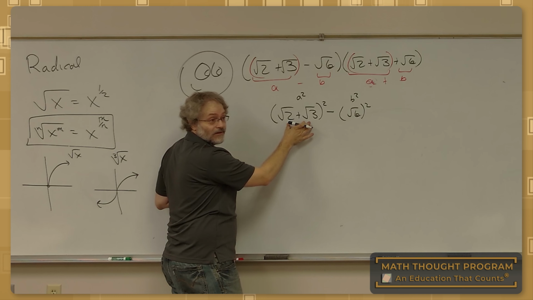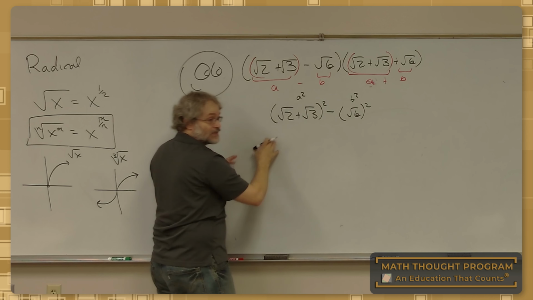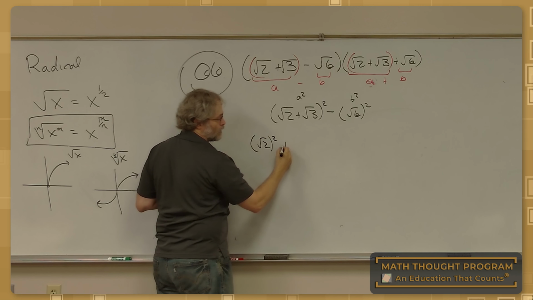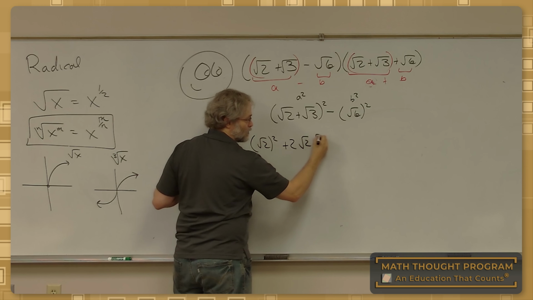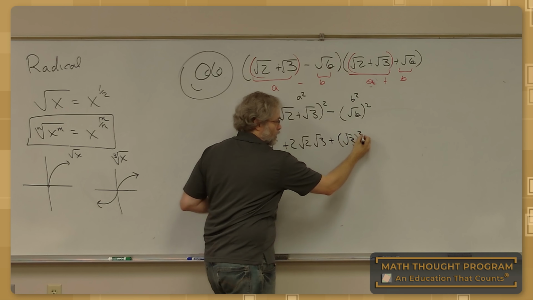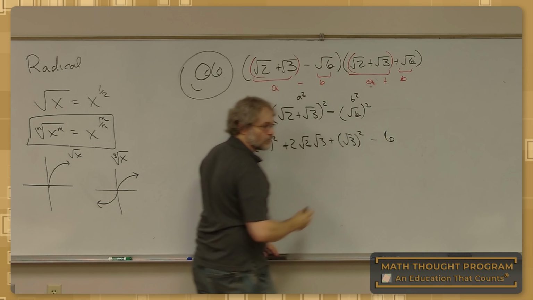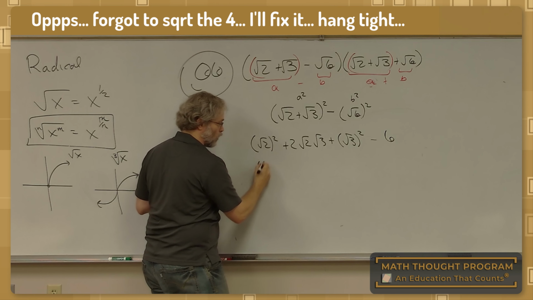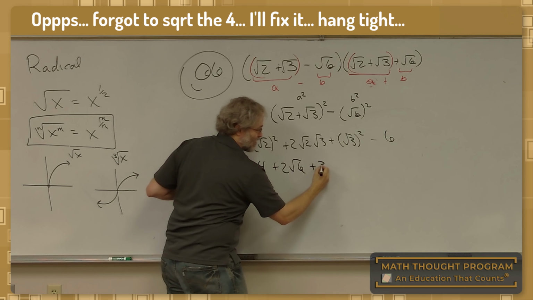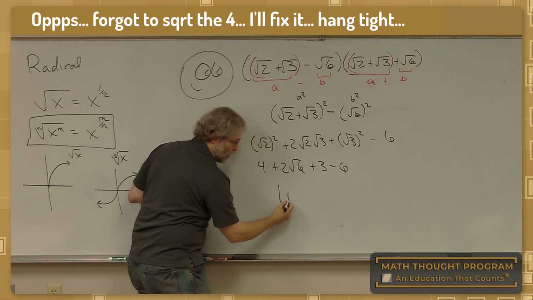Here's another pattern. Binomial, which I'm going to square. I know exactly how this is going to expand out. Take the first term, square it. 2 times the second term and the first term together, and the second term squared. If I take a root 6 and I square it, I get 6. Here I get 4, 2 root 6, 3, 7, minus 6, 1.